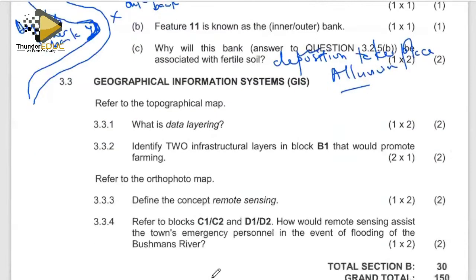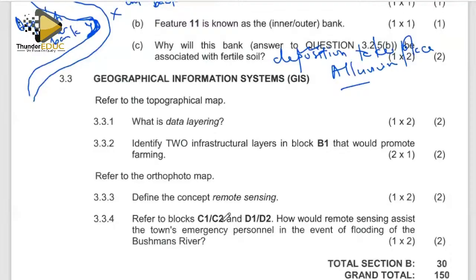Right, then we go to GIS questions. Our first question is saying, what is data layering? When we're talking of data layering in terms of GIS, we are saying it's projecting different data sets on top of one on top of another.